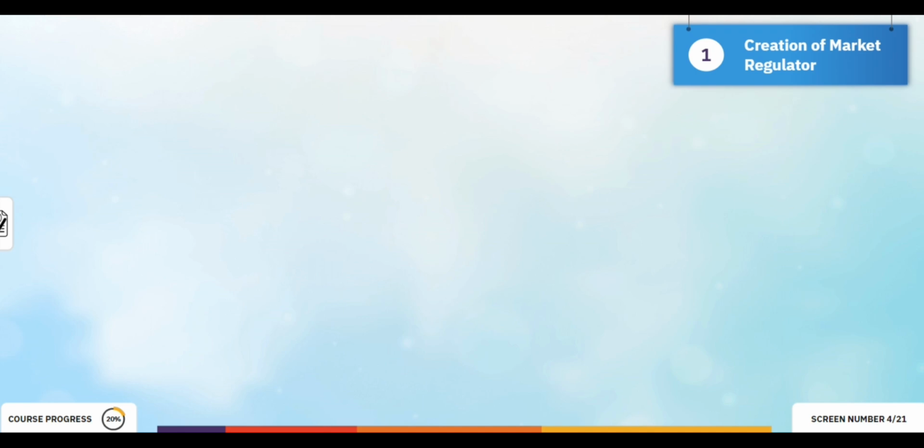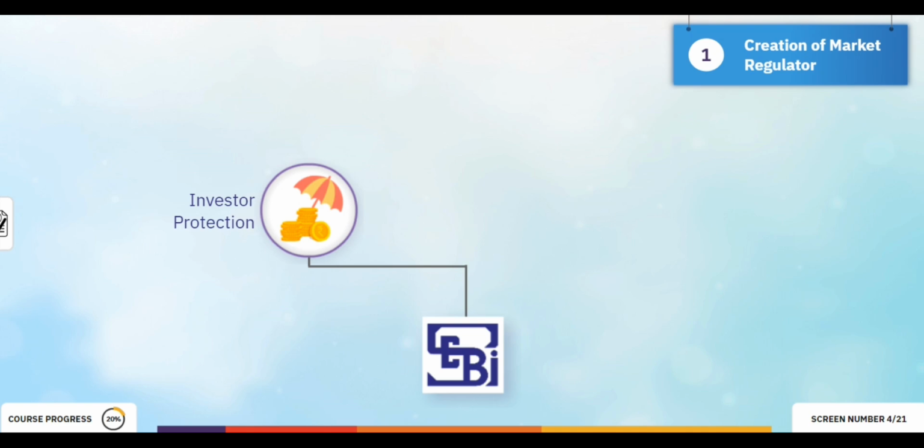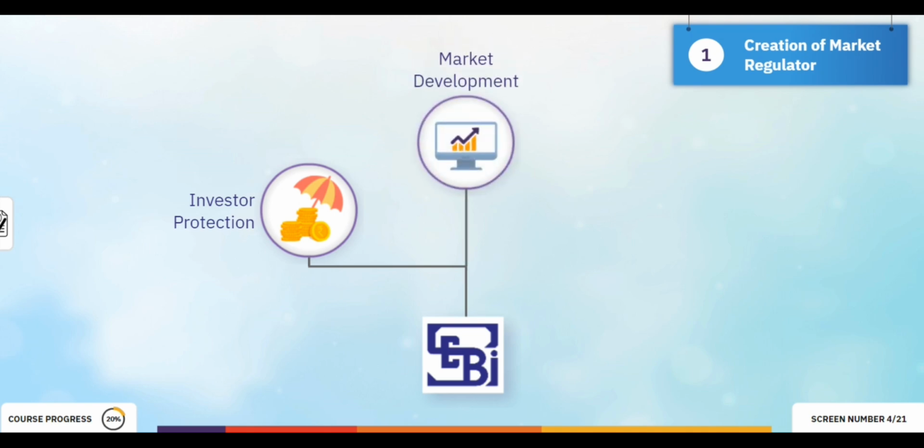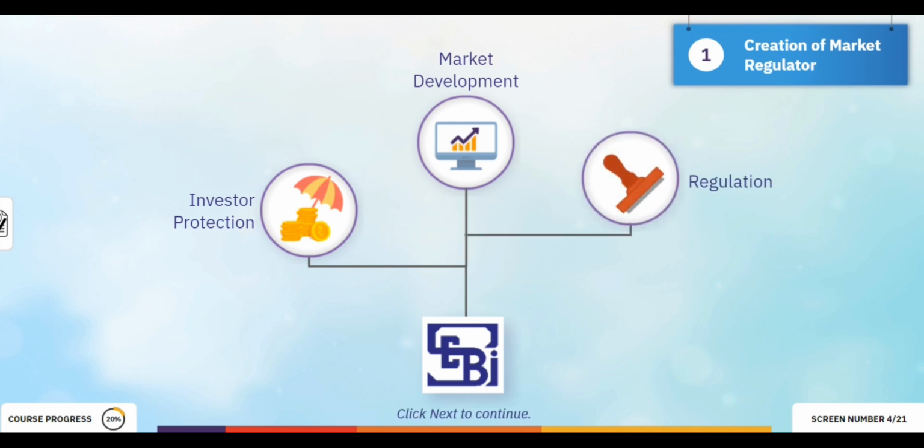Principal reform measure 1 is creation of market regulator, Securities and Exchange Board of India. The Securities Market Regulator in India was established under SEBI Act 1992 with the main objective and responsibility for protecting the interests of investors in securities, promoting the development of the securities market, regulating the securities market.